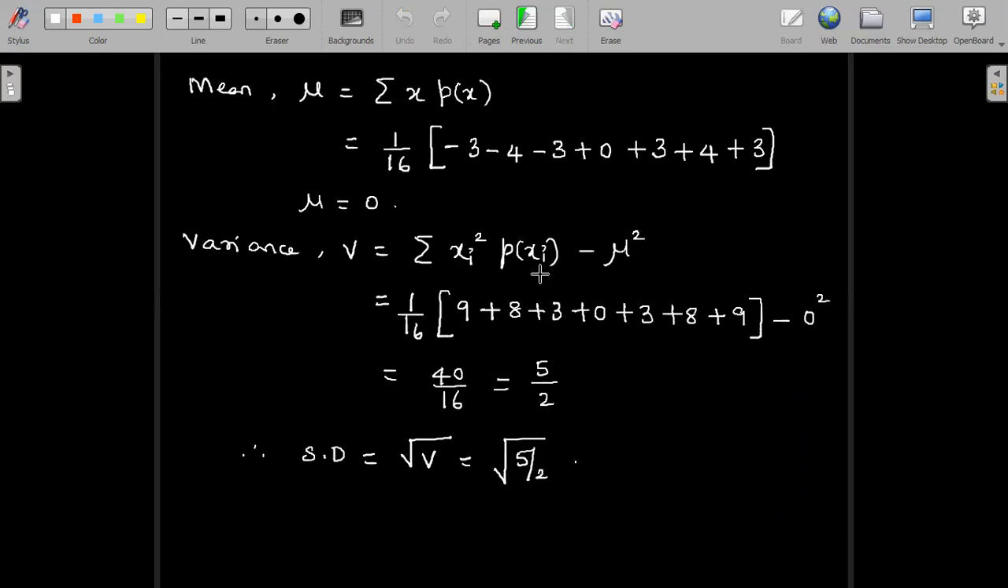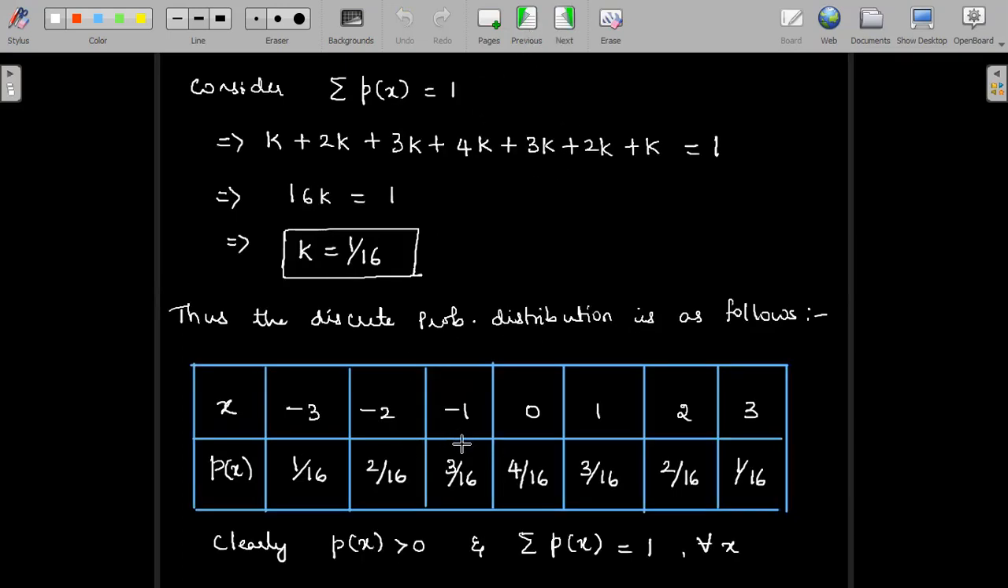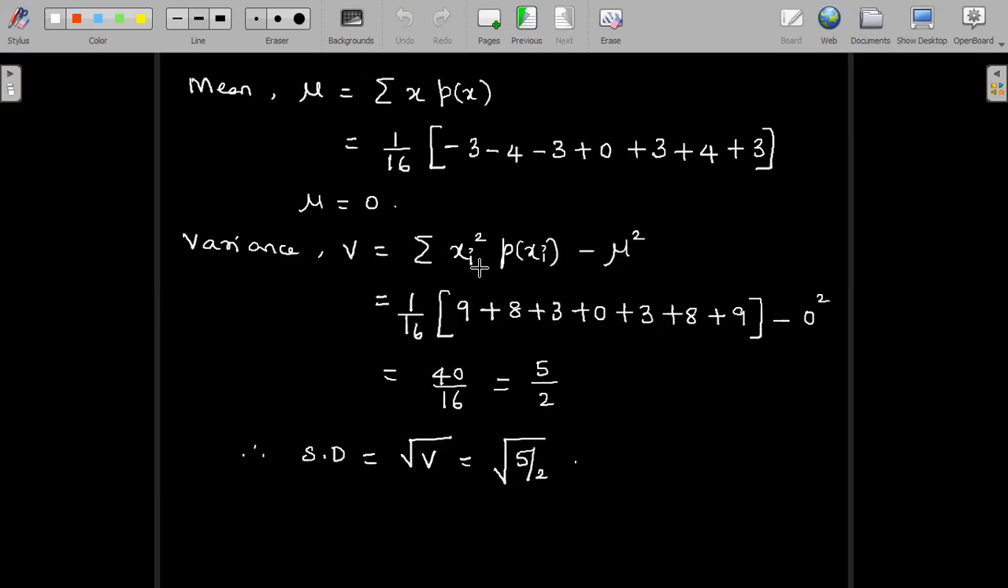And similarly for the rest of the terms, minus 1 the whole square is 1, 1 into the numerator 3 in p of xi. So that is how every xi square is multiplied with p of xi, and the products are summed up to get 40 by 16 minus mu square. Mu is 0, so the variance remains 5 by 2.